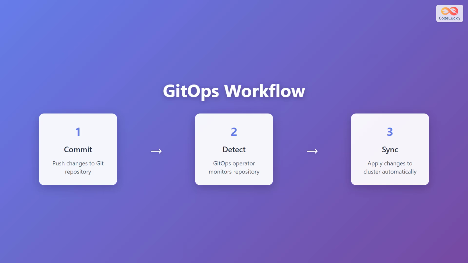Step 3 is sync. When the operator detects a difference between the desired state in Git and the actual state in the cluster, it automatically applies those changes to bring the cluster back in sync. This entire process happens automatically, reducing manual intervention and ensuring your clusters always match what's defined in your Git repository.